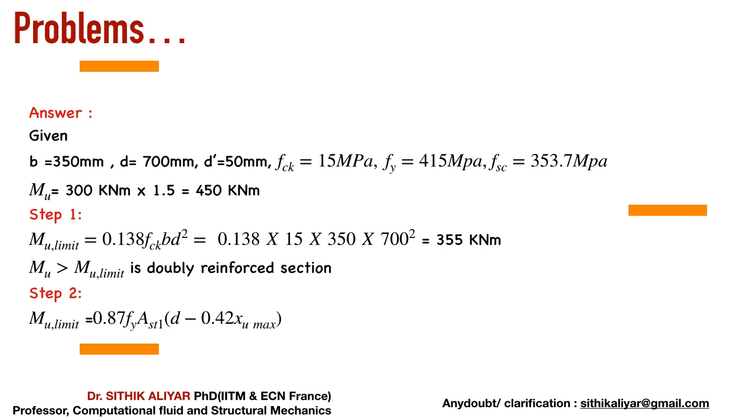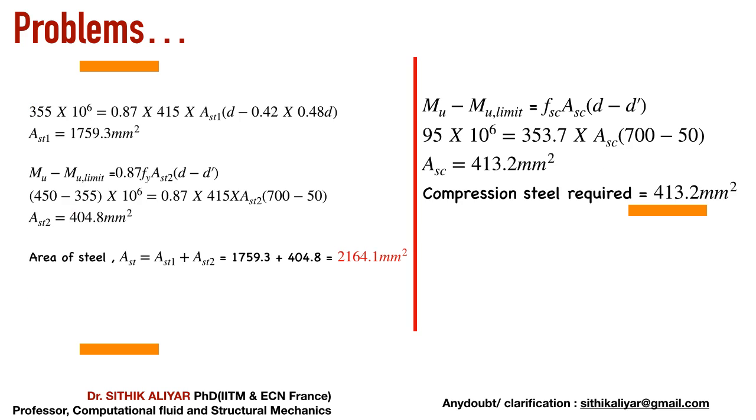What is the extra bending moment that is required? Because the question asked for 450 kilonewton meter, and you have designed for 355, approximately 95 kilonewton meter is pending. For that extra 95 kilonewton meter, you should put Ast2 and Asc. That's what the next step is. So you know the formula, 0.87 Fy Ast2 into d minus d dash. Everything is given, find the Ast2. So club both Ast1 and Ast2, approximately 2164 mm square. That's it, area of steel is over.